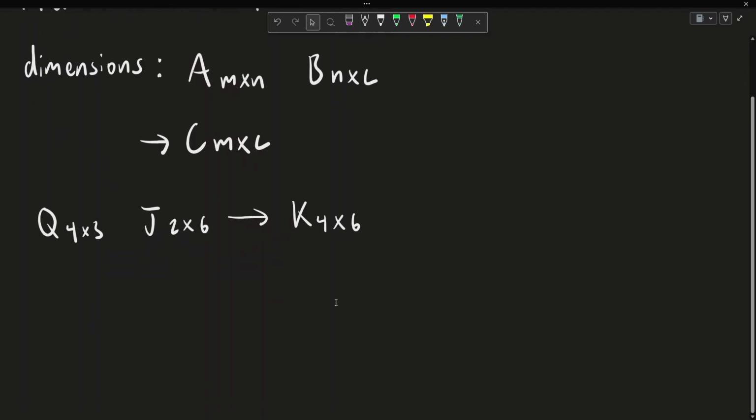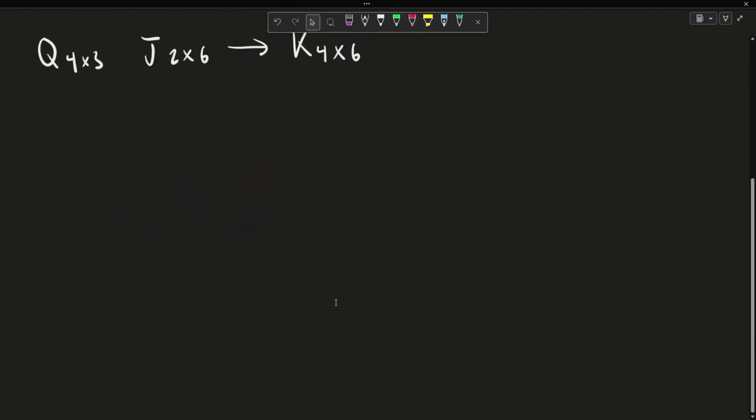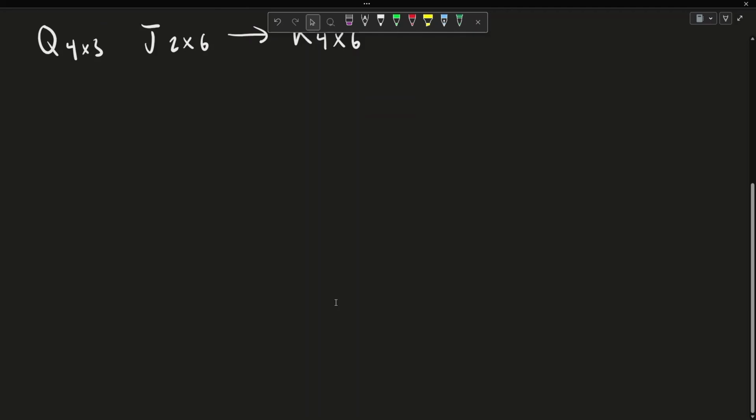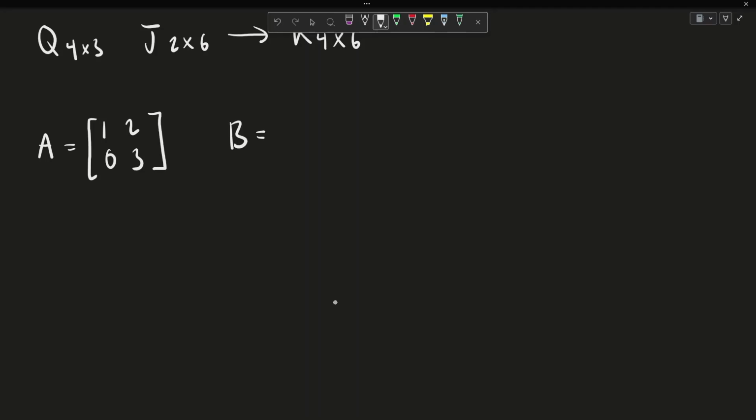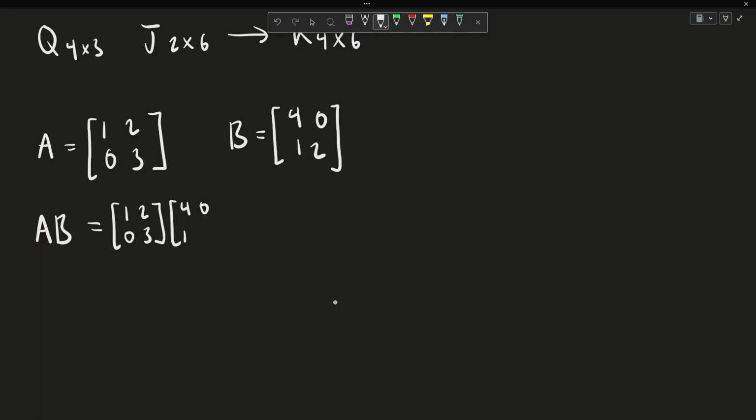And so let's show how matrix multiplication actually works. Let's take a 2 by 2 example. Let's create a matrix A and give it the values 1, 2, 0, 3, and a matrix B whose values are 4, 0, 1, 2. So if we want to take A times B, what this will look like is 1, 2, 0, 3, 4, 0, 1, 2.